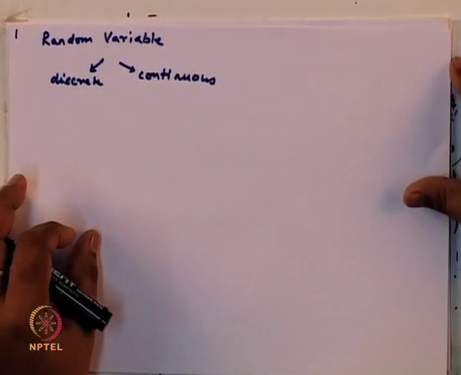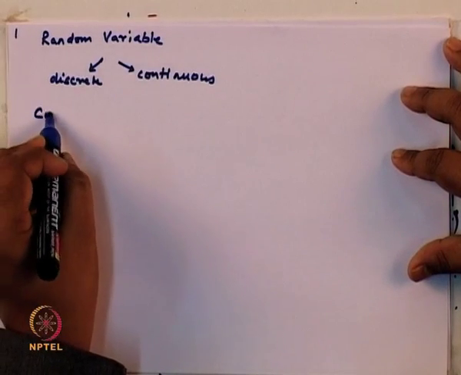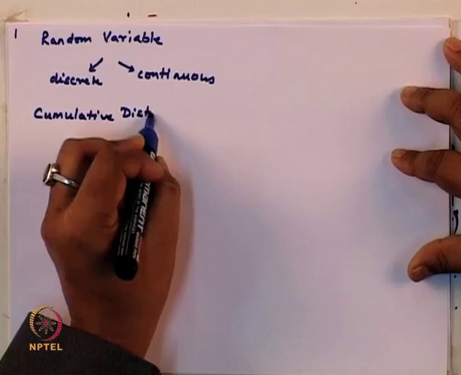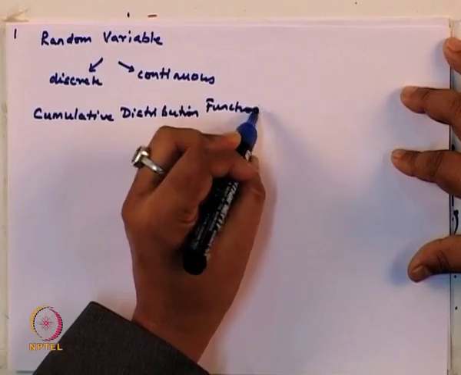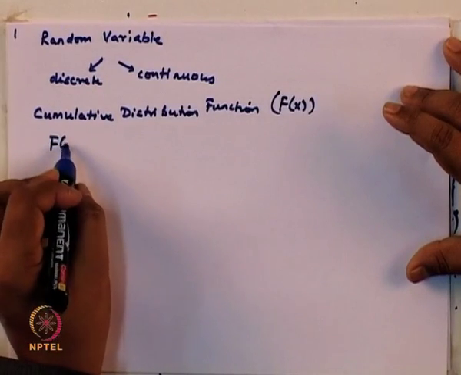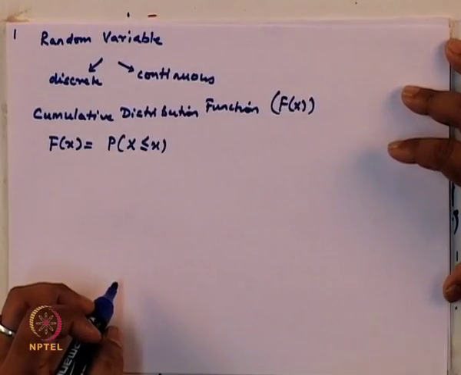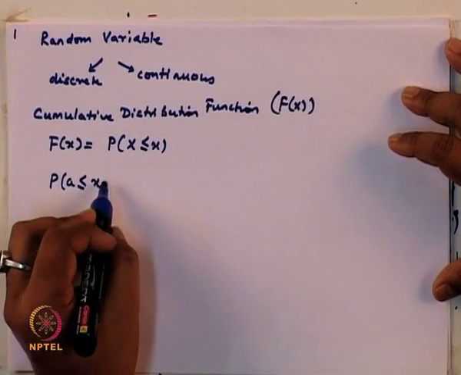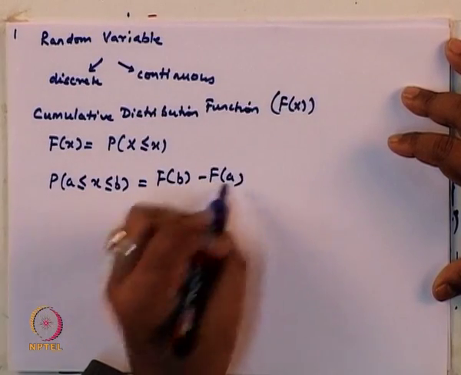Okay. For a random variable, you can define something called a cumulative distribution function. It's typically written as F of x. So, F of x is the probability of x less than or equal to a value x. And so, using this we can calculate the probability in a regime. Let us say, for example, this is nothing but F of b minus F of a.